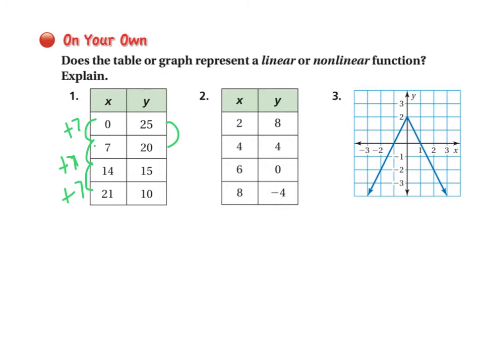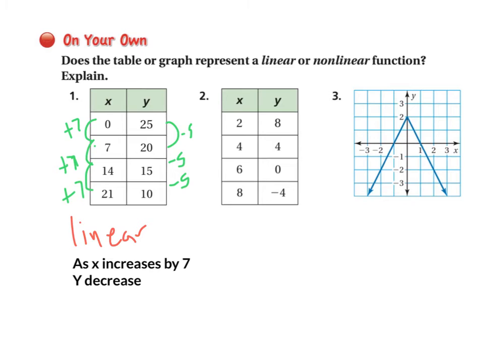Okay, 25 to 20 is minus 5, right? 20 to 15 is minus 5. And 15 to 10 is minus 5. So you could say that this one is linear, because those are constant rates of change. And then to explain it, you would say as x increases by 7, y decreases by 5. Good.